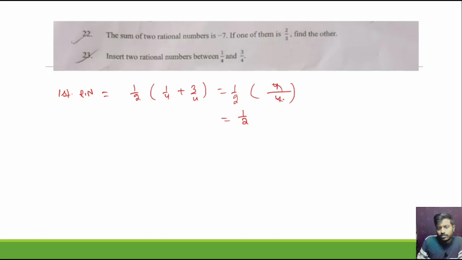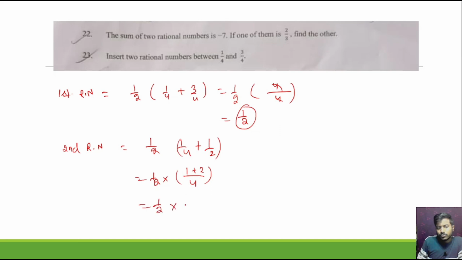So next, the second rational number equals the same formula, 1 by 2 times (first plus middle). The first is 1 by 4, then the middle is 1 by 2. So write down 1 by 2. 1 by 2 into, LCM is 4, 1 plus 2, that is 3 by 4. So 1 by 2 into 3 by 4 is equal to 3 by 8. So the two rational numbers are 1 by 2 and 3 by 8.